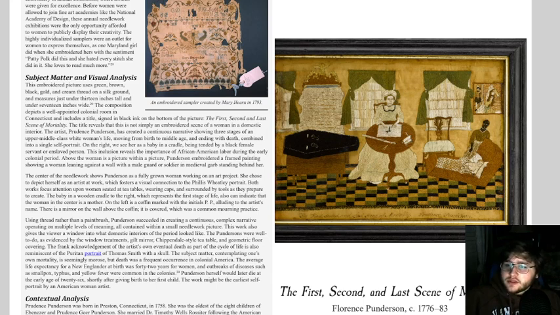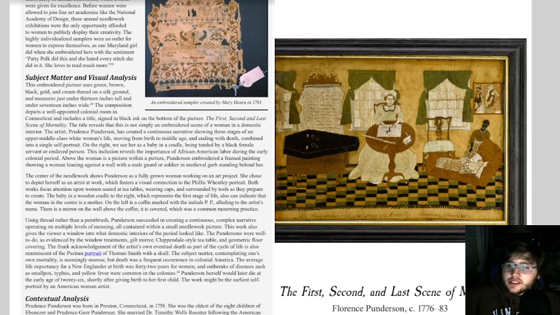The title reveals that this is not simply an embroidered scene of a woman in a domestic interior. The artist, Prudence Punderson, has created a continuous narrative showing three stages of an upper-middle-class white woman's life, moving from birth to middle age and ending with death, combined into a single self-portrait.